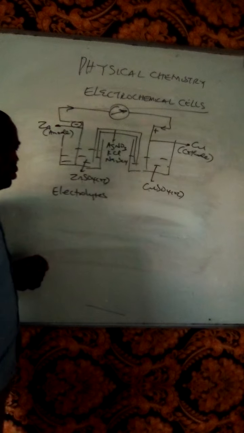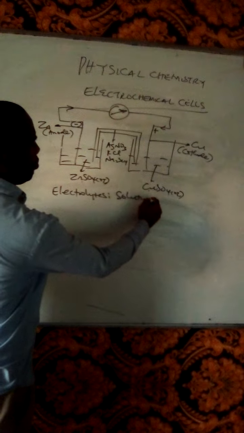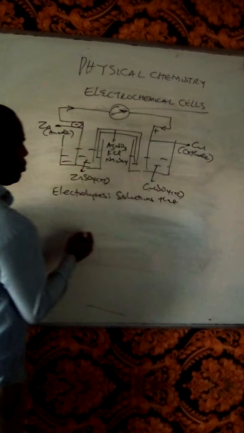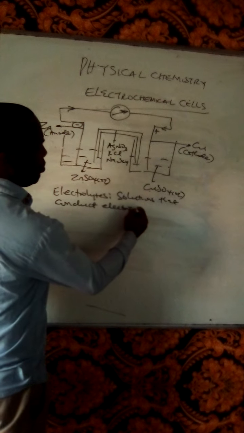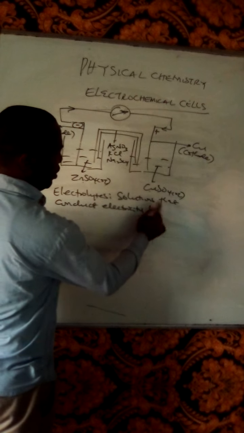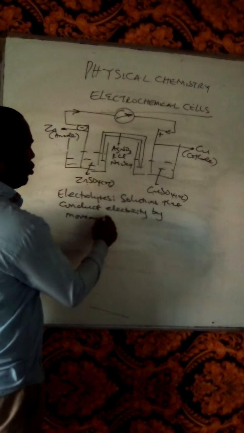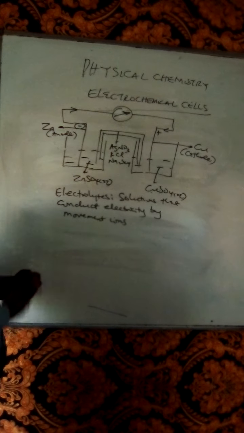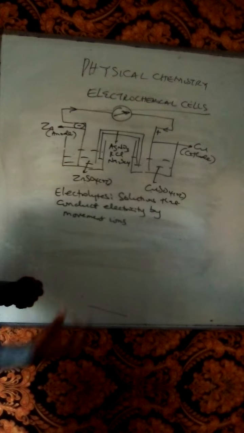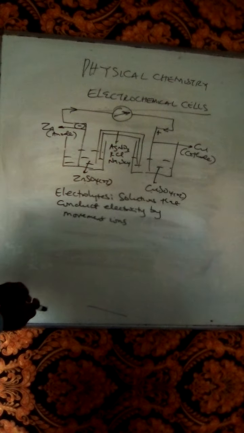So in chemistry, electrolytes are solutions that conduct electricity by movement of ions. These liquids in the container are called electrolytes. Either they are aqueous solutions or they can be molten substances, but in this instance, they are solutions. They conduct electricity by movement of ions.